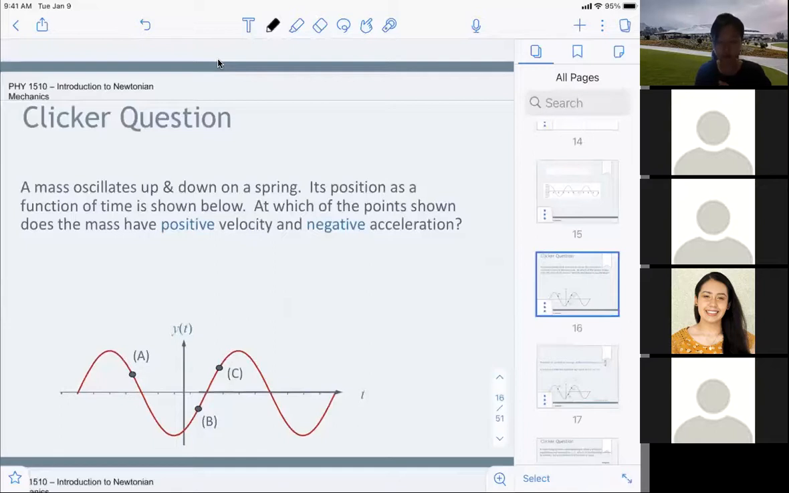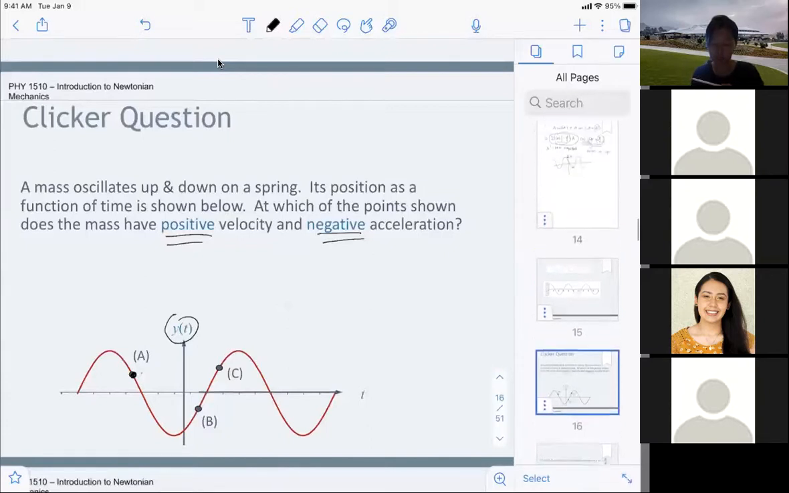Can we tell from the graph which point has positive velocity and at that point the acceleration is negative? You know, positive is simply, well, it's in the positive, according to my definition. For example, at point A, I have a positive position. So here, this is a position-time graph. Can you tell from the position-time graph which one has positive velocity and which one has positive acceleration?